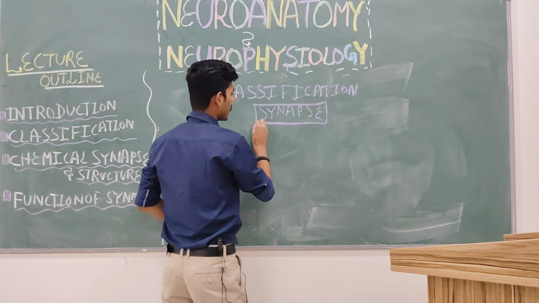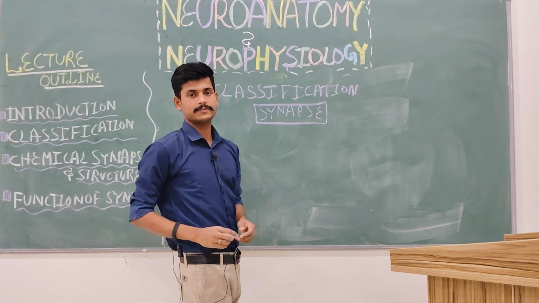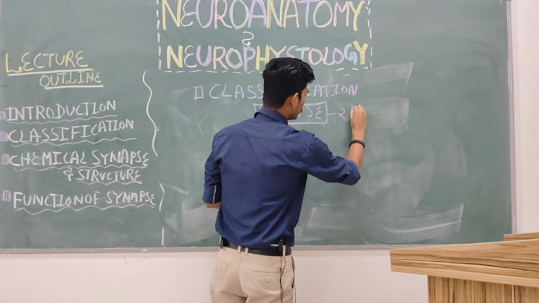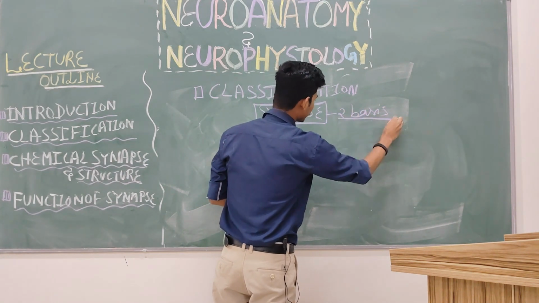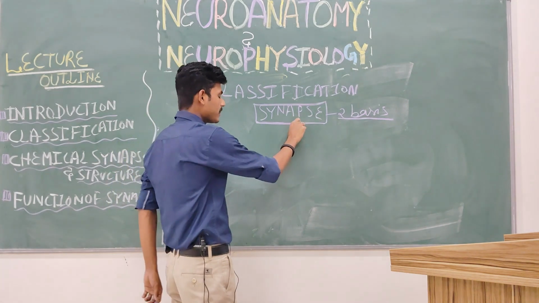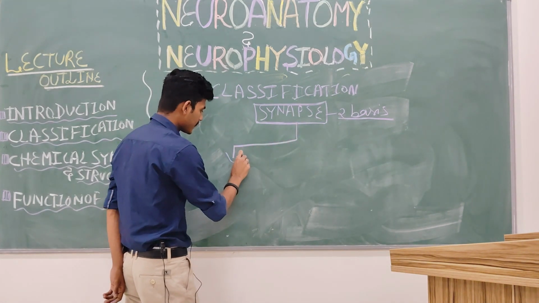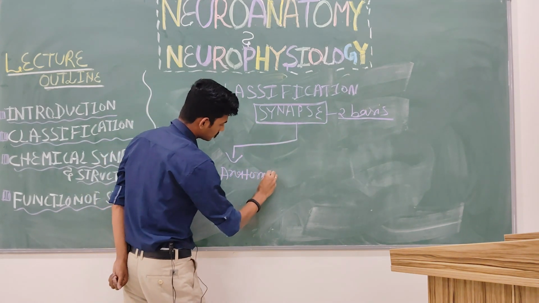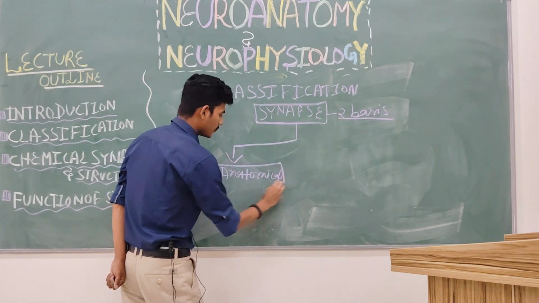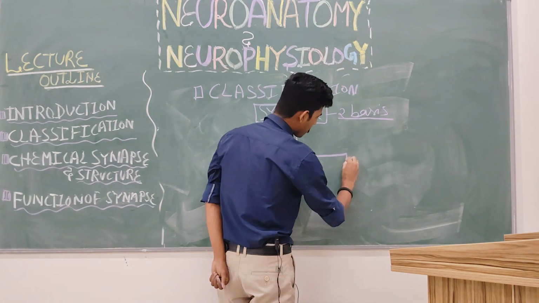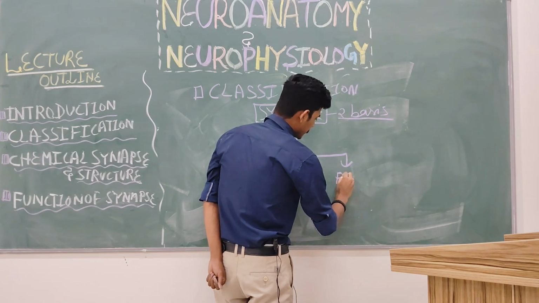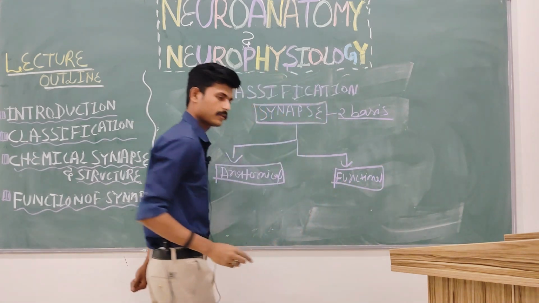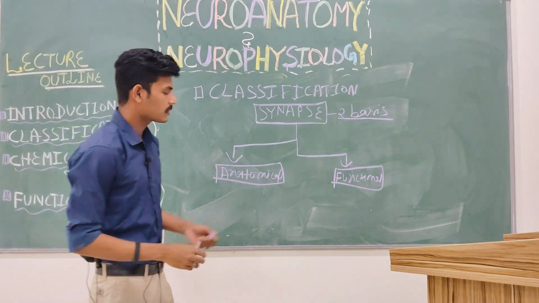The classification of synapse is done on two bases, on two methods. On these two bases, the synapses are divided. One is called the anatomical basis, and another one is called the functional basis.